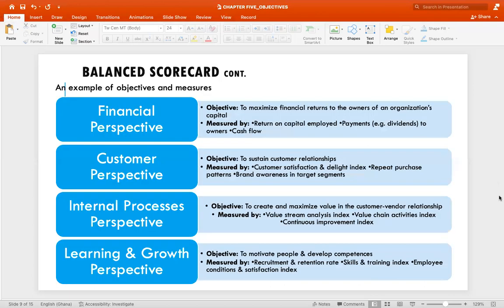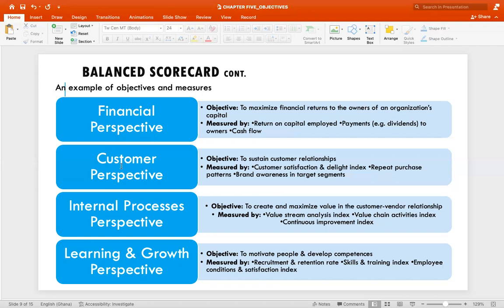Okay, let's move on. So yes, this is what I just explained really in a pictorial or diagrammatic form. So we have the financial perspective. The objective is to maximize financial returns to the owners of an organization's capital. All right. So I said the shareholders are normally interested in that. So it's measured by, say, return on capital employed, payments of dividends to owners, cash flow, everything financial is there. But you want to pay attention to the 3 also.